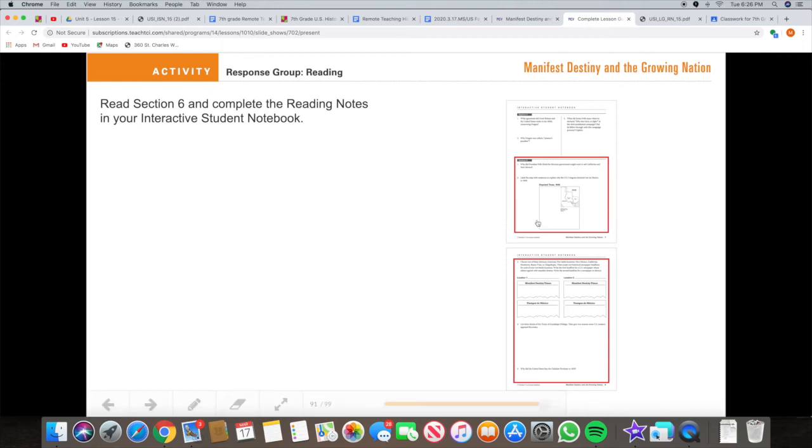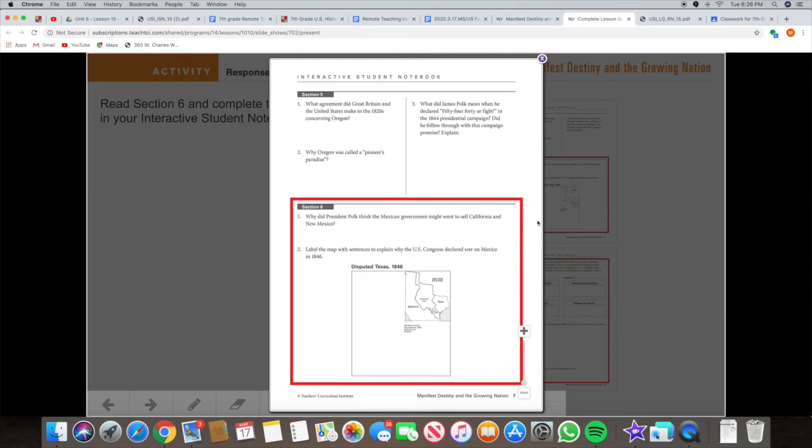Now we're in our interactive notebook. And you probably have noticed that our sections are not the same, right? I think for us it's section 5, here it's section 6. Okay, so we're on page 140. Let's see, 144. Yep, for us it's section 5. On page 144, first question is, why did President Polk think the Mexican government might want to sell California and New Mexico? Then go ahead, label the map with sentences to explain why the U.S. Congress declared war on Mexico in 1846.